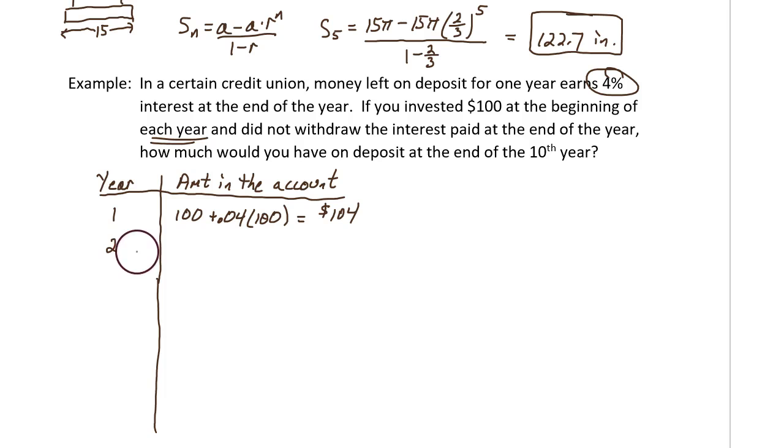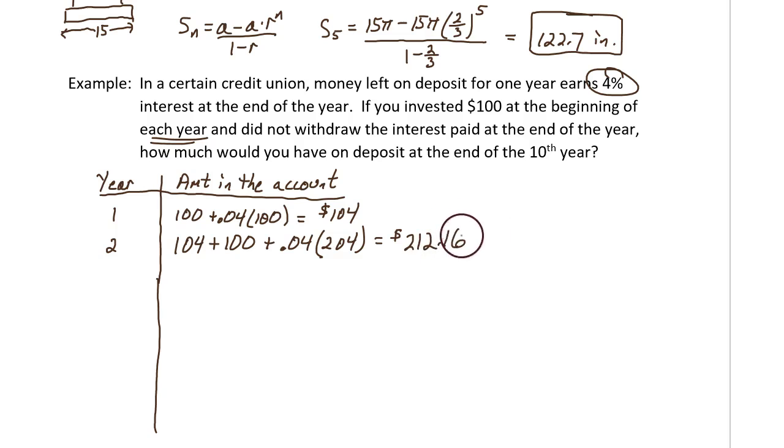Now let's figure out how much money is in there after the second year. It will contain the $104 carried over from the first year, plus $100 more that we deposit, plus the interest. And the interest is going to be 4% of $204. Do you see where the 204 comes from? The 104 plus the extra 100. On a calculator, we can figure out what this makes. It's $212.16.